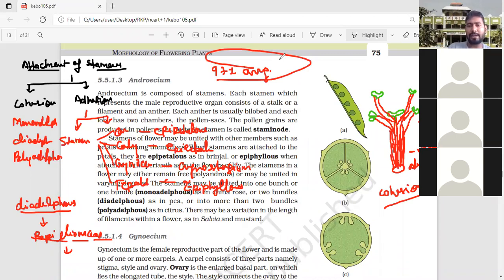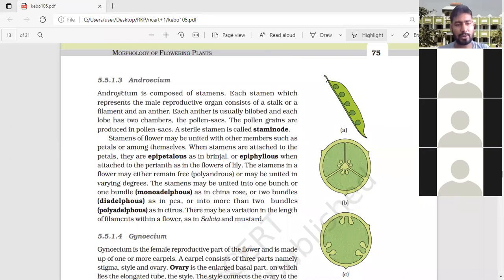Okay, so read it here. Androecium. The androecium is composed of stamens. The unit of the androecium is the stamen. Each stamen, which represents the male reproductive organ, consists of a stalk or filament and an anther. I told you already they have two parts. One is called the anther, and this stalk is known as the filament.